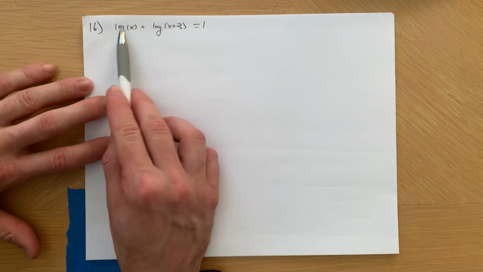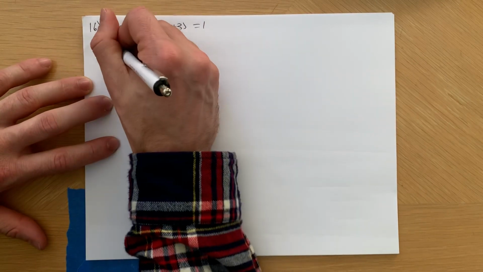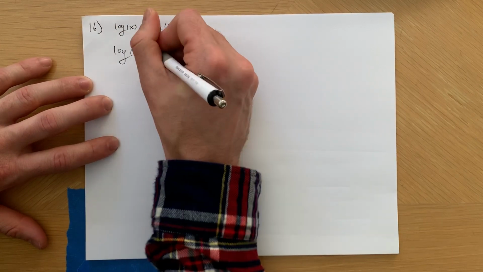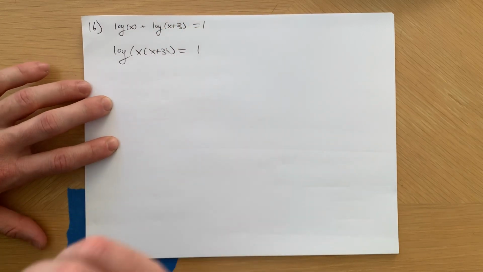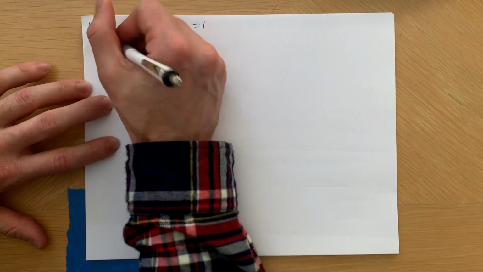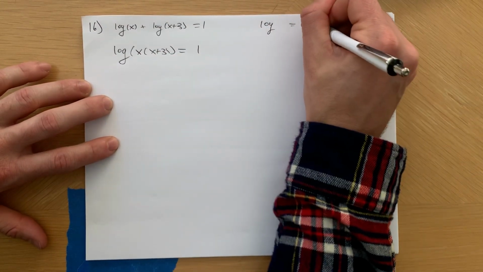So the first thing to do to combine these 2 logs is, well, we have 2 logs adding together, so we can just multiply the insides. So we can write 1 log and then x times x plus 3, then equals 1. Now, in order to get rid of these logs, we just have the word log written here, and that means log base 10.